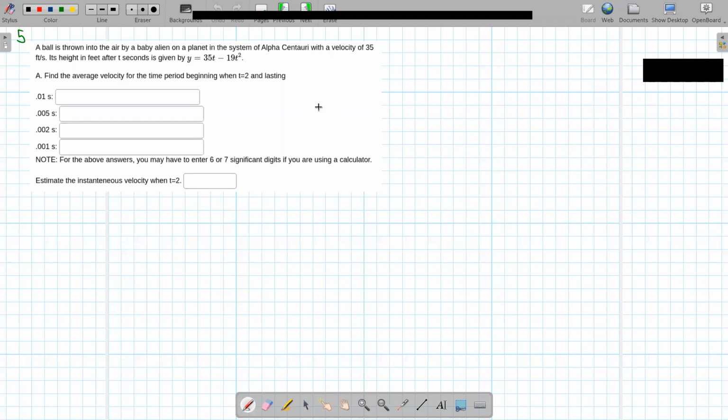So this one's pretty different, similar kind of function. We have a square in there, and we have an alien baby throwing a ball up in the air with an initial speed of 35 feet per second. I doubt aliens use feet. That's okay. We'll go with it anyway.